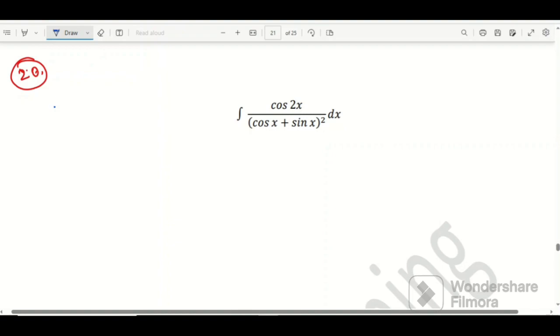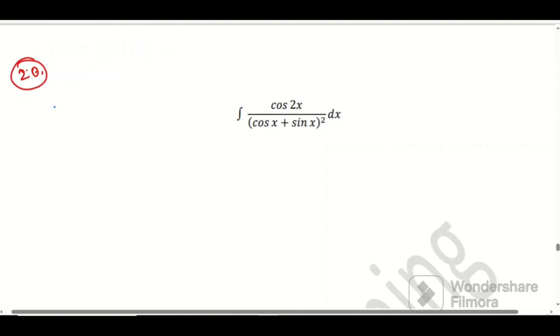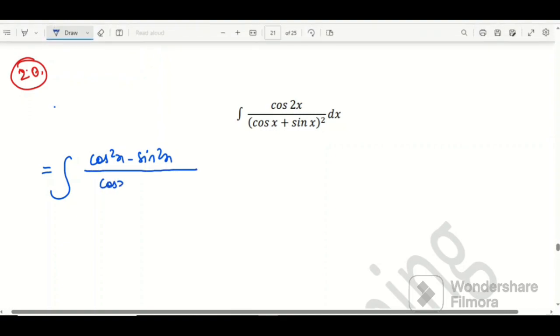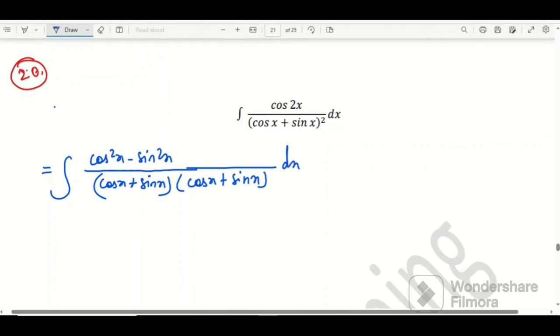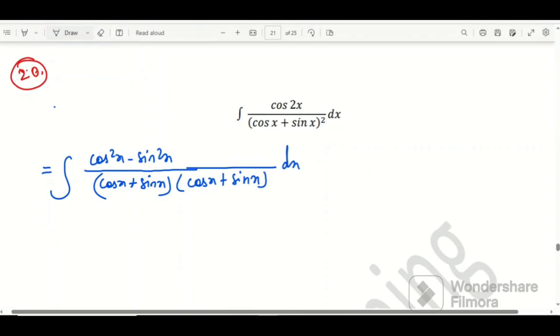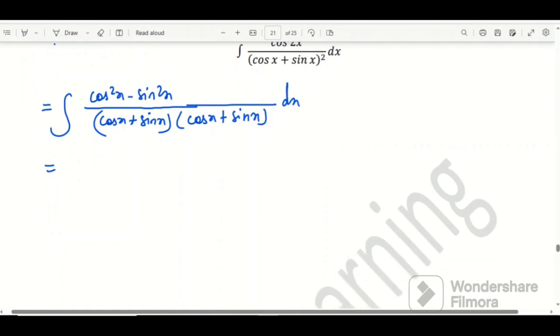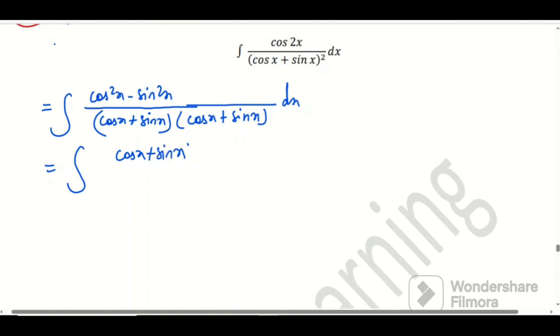Okay. So here what we can do, we can apply cos 2 theta equal to cos square x minus sin square x. Will there be any benefit of it? We can try that. Cos 2 theta equal to cos square x minus sin square x. It will be cos x plus sin x into cos x plus sin x, because square was there. So I can cancel cos x plus sin x.